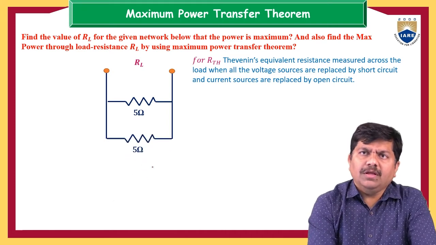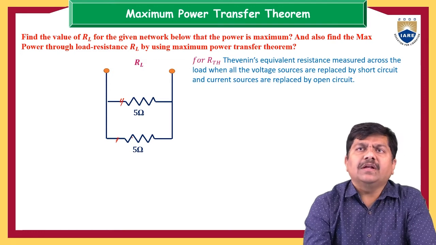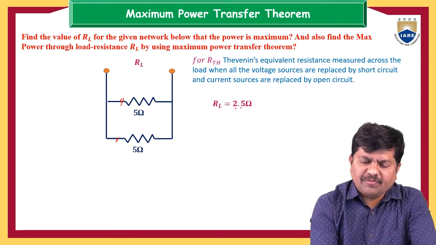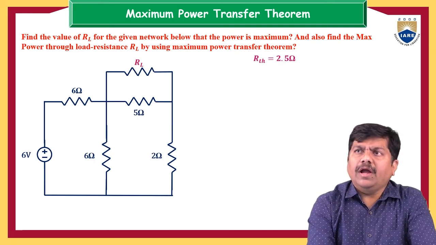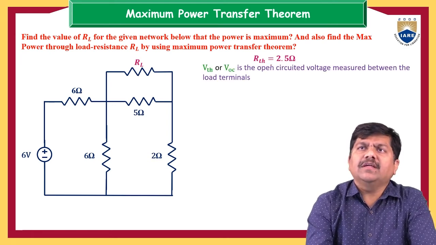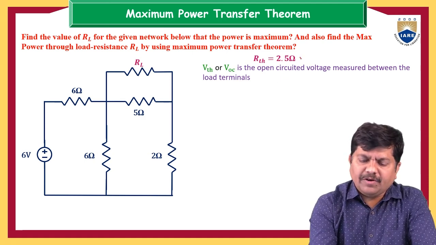So 5 ohm, and again this 5 ohm and this 5 ohm come in parallel. So equivalently that value is nothing but 2.5 ohm, which is nothing but the load resistance. So this RL is equal to 2.5 ohm. That is how I told you that RL is equal to 2.5 ohm, because this RL is nothing but the RTH, the source internal resistance. That value is nothing but the Thevenin's equivalent value, that is 2.5 ohm.